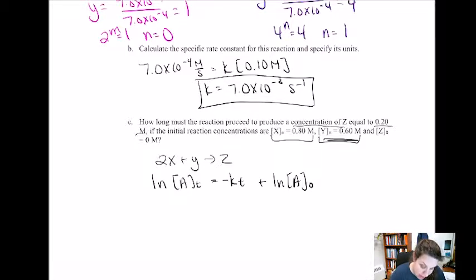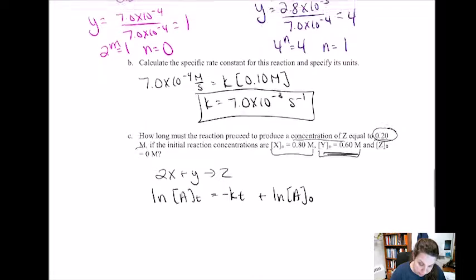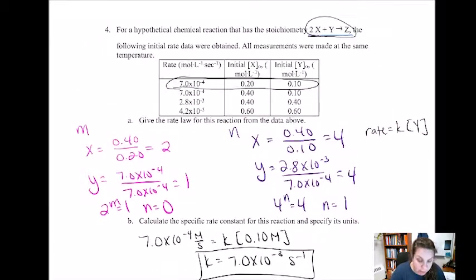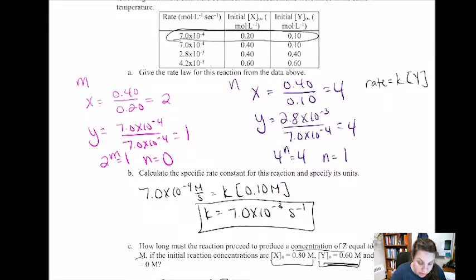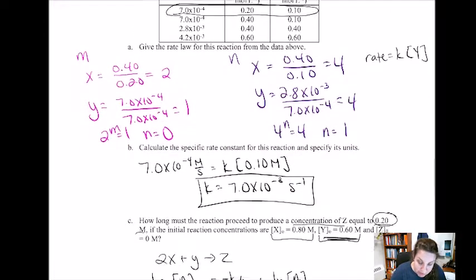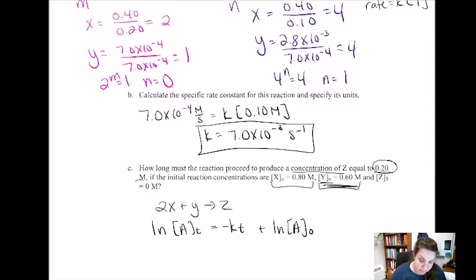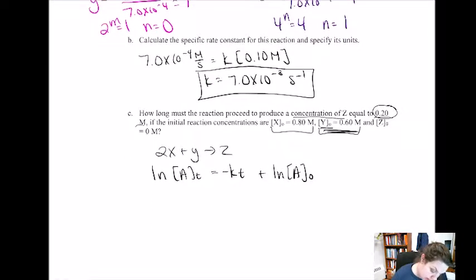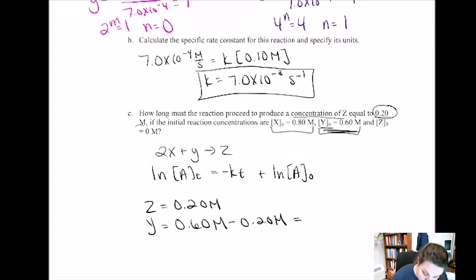So we want a concentration of Z to be 0.2 molar. If we look at what point we get 0.2 molar, we get to 0.2 molar when we've reacted 0.2 molar of our Y, right? So when Z equals 0.20 molar, our Y will be 0.60 molar minus 0.20 molar. So it'll be when Y is at a concentration of 0.40 molar. Okay.